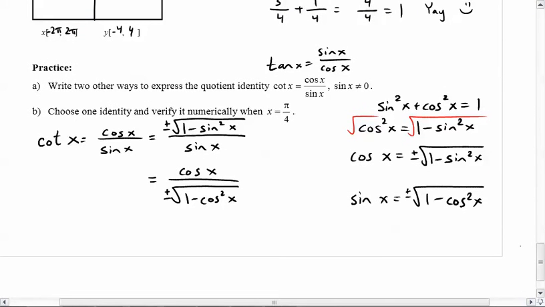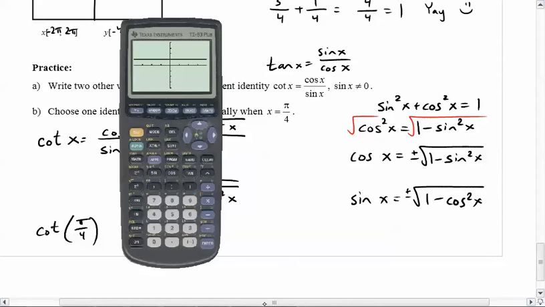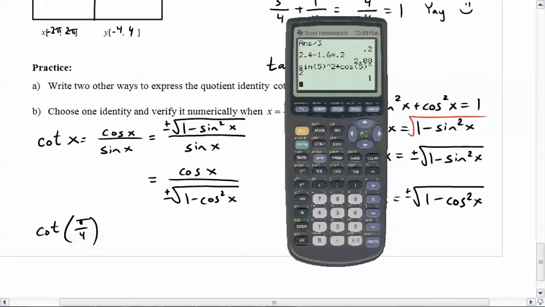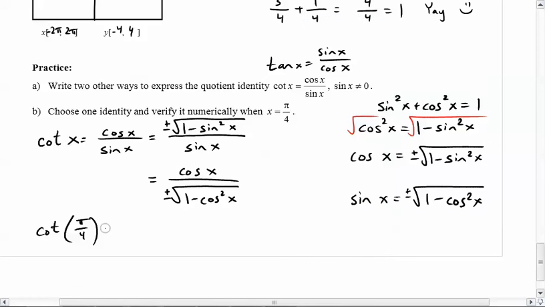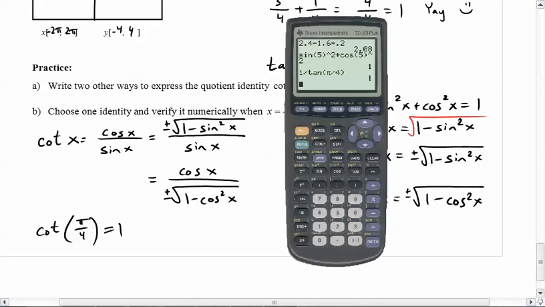And we can check that this is true just by putting in a number like pi over 4. So let's see, what is cotangent of pi over 4? That would be 1 divided by tangent of pi over 4, which is 1. Now I could check some of the other forms. Cosine pi over 4 divided by sine pi over 4 is also 1. And I could even do this with my very last equation. This is showing that it works for one value.